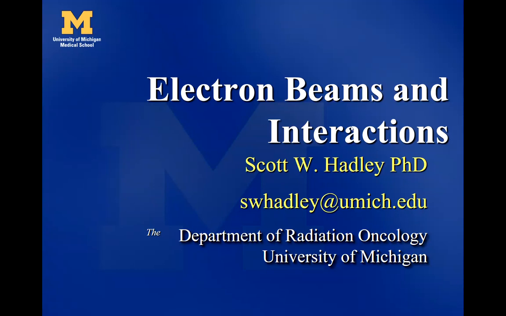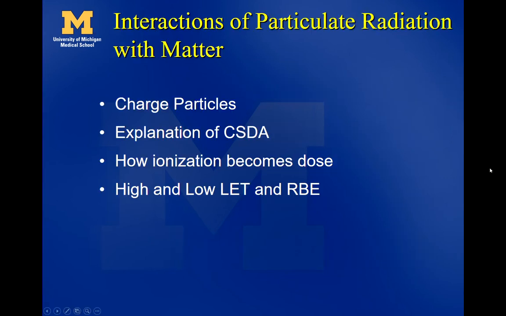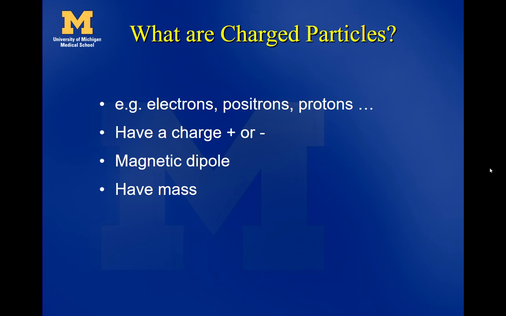So in this lecture, we're going to be going into more depth about electron beams and electron interactions. We're going to talk about charged particles, an explanation of the continuous slowing down approximation, which is what electrons do, a little bit on how ionization becomes dose, and high and low linear energy transfer and radiobiological effectiveness.